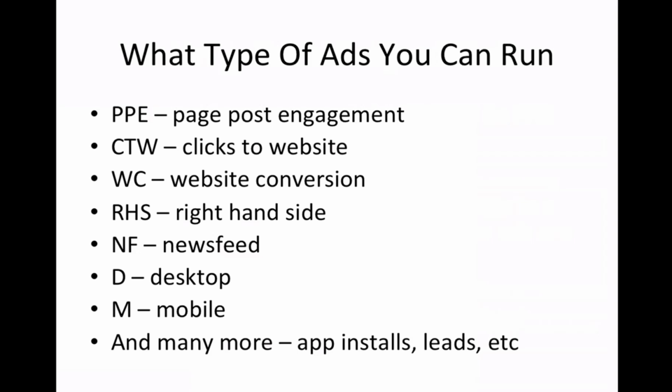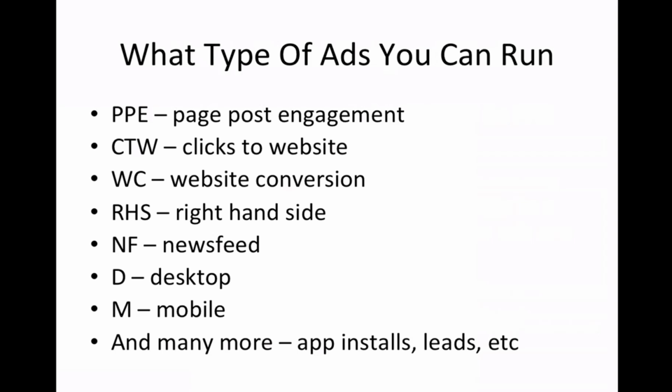If you go on Facebook right now, on a desktop, on the right hand side, there'll be a small little ad you can see. NF stands for newsfeed, D for desktop, M for mobile. There's a bazillion different other ways that you can run ads, but you can do website conversion ads only on mobile, website conversion ads only on desktop. You can't do right hand side on mobile because right hand side ads don't actually exist on mobile. And there's a ton of other ones, app installs, leads, etc., yada yada.